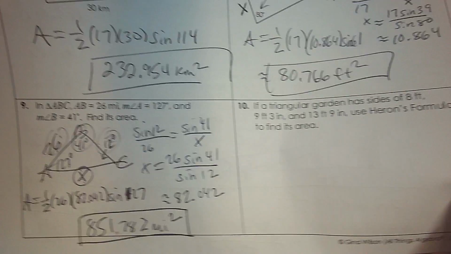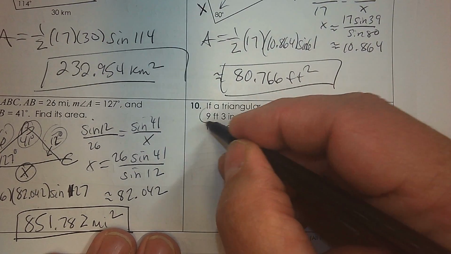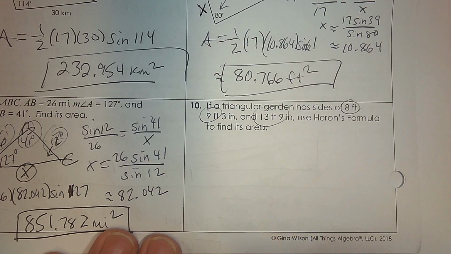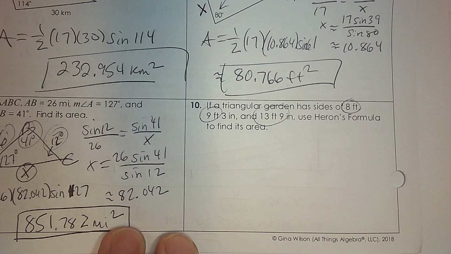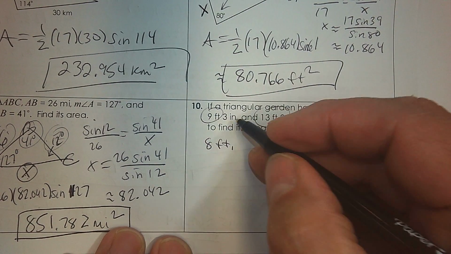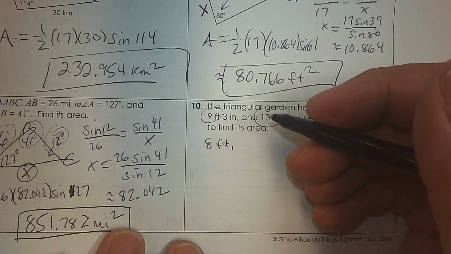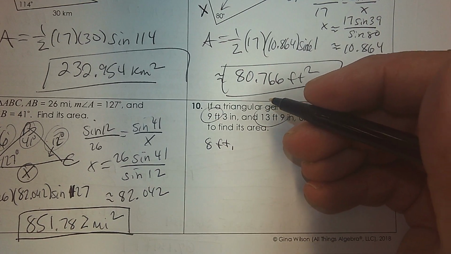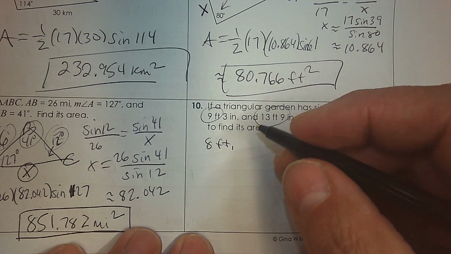All right, number 10. If a triangular garden has 3 sides, use Heron's formula to find its area. So we have 8 feet. Now, I got to change this. So 9 feet, 3 inches. So either you're going to change it to a decimal, or it's all going to be in inches. So let's say I want to change it to a decimal.